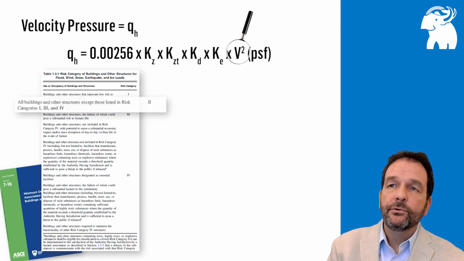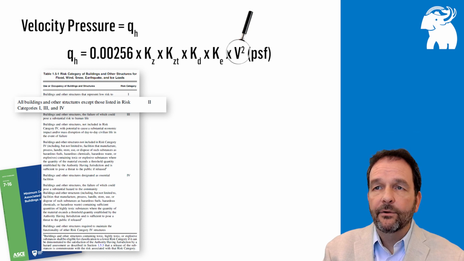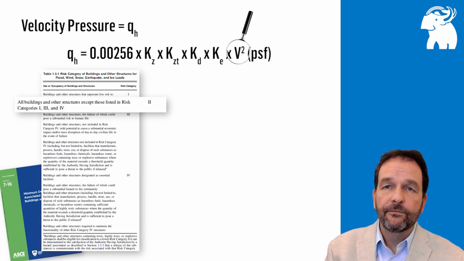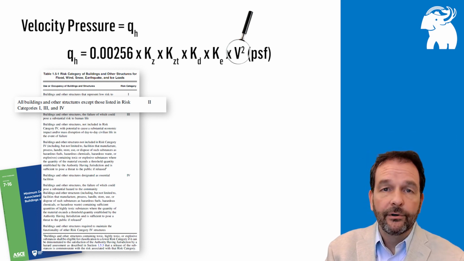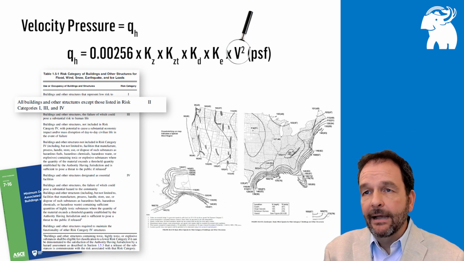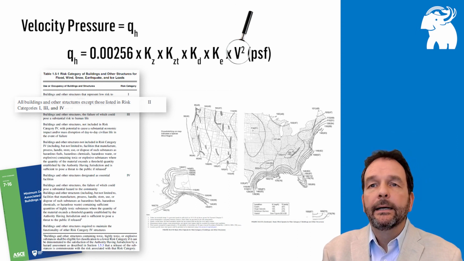Risk category 2, these are basically all buildings except for risk category 1, 3, and 4, which is pretty broad. That map includes a 700-year return period, or a 0.14% annual probability that this wind speed might occur.